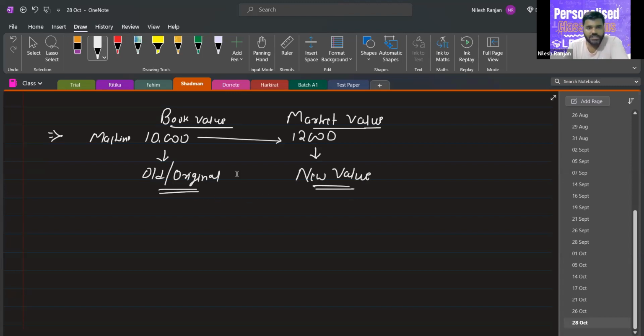If the question says we have to show our assets at revised value, then this value will be recorded in the balance sheet. And if we have to show our assets or liabilities at original value, meaning old value, then we will show them at this book value. So there is a profit of 2,000, we know about this, but we will record our assets at old value. And in this case, we will record our assets at new value.